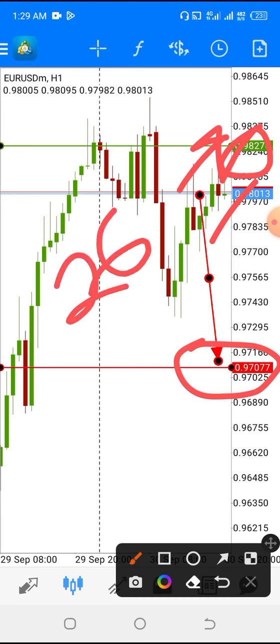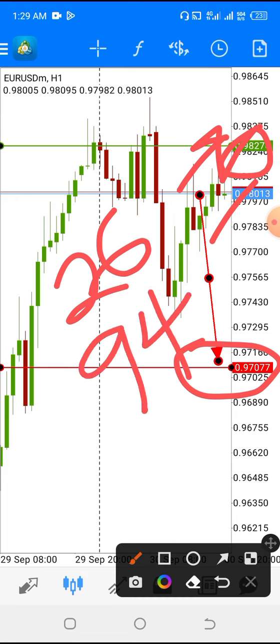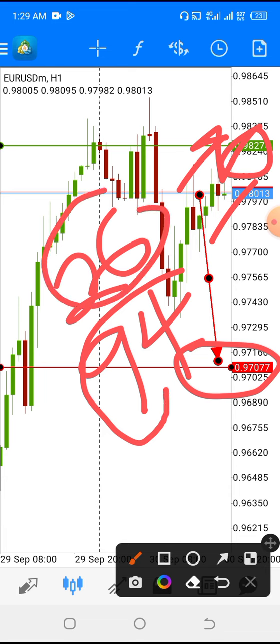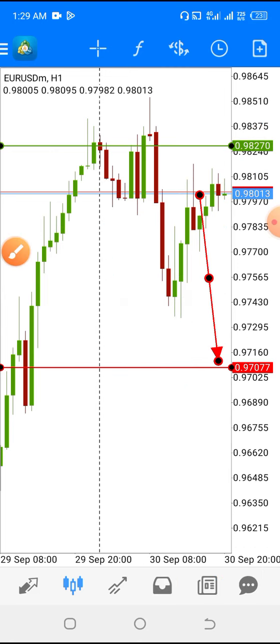So you lose 26 pips, but you're planning to make 94 pips. This is a good ratio. We call it a good win to lose ratio because you're planning to make big out of risking small. You're risking only 26 pips, planning to make 94 pips. Hope you get that. Now let's say you're going to use a lot size of which one.